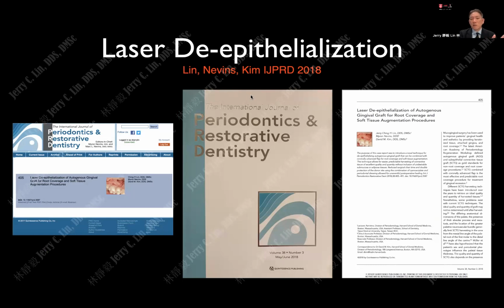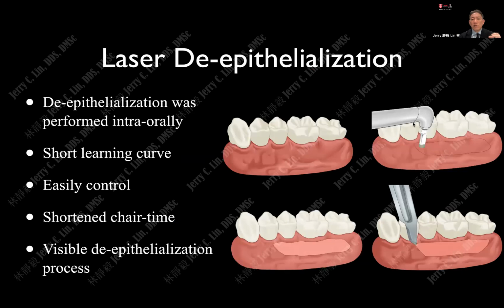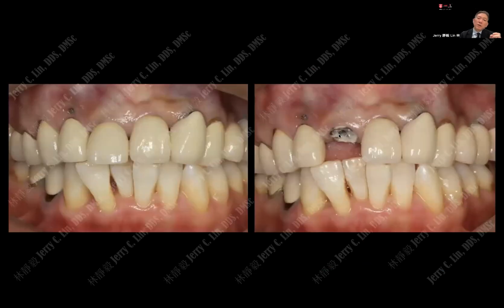We use a laser to deepithelialize the free graft in order to get very good connective tissue. Similar to the Zucchelli technique, which uses a blade to take out the epithelium, but instead of a blade, we use a laser to take out the epithelium intraorally. So this is the case.